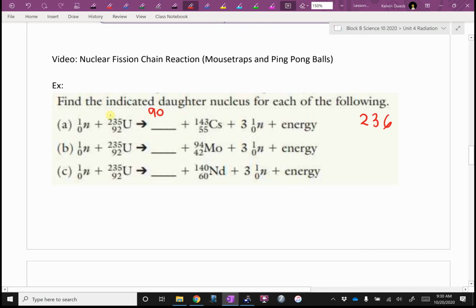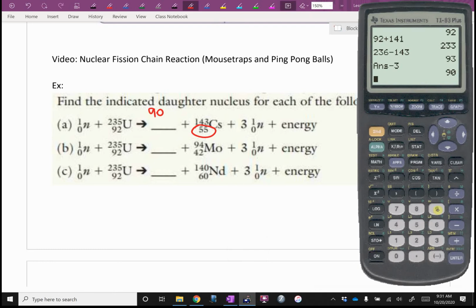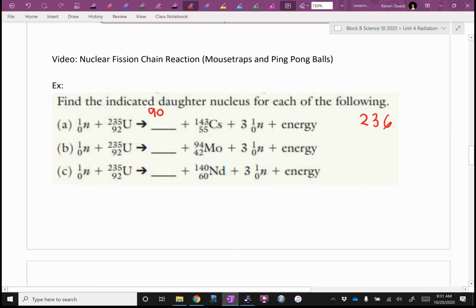Then I also have to balance the charges. The total charge I have starting out is 92. What's the total charge I have to have at the end? Same answer, 92. How much charge have I used up so far? 55. So on my calculator, 92 minus 55, 37.